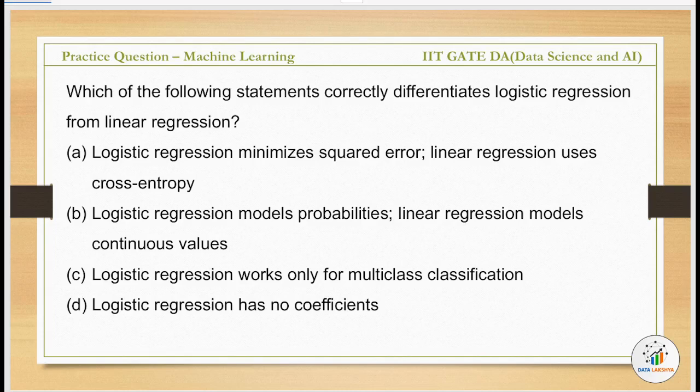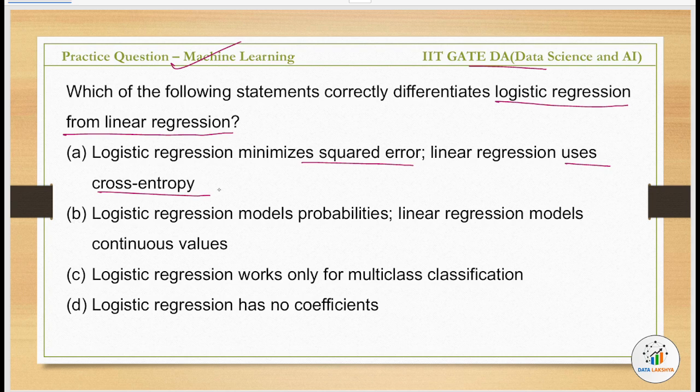In this video, we are going to discuss a problem from the machine learning practice-based questions for the GATE DA paper. The question says: which of the following statements correctly differentiate logistic regression from linear regression? The given options are: first option, logistic regression minimizes squared error and linear regression uses the cross entropy.